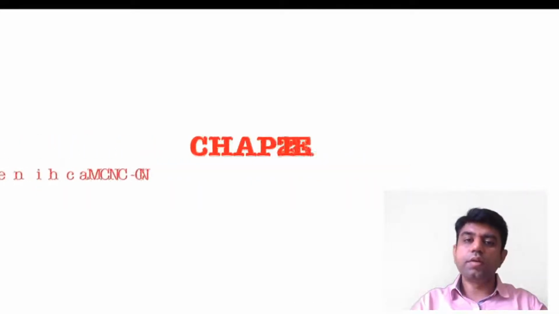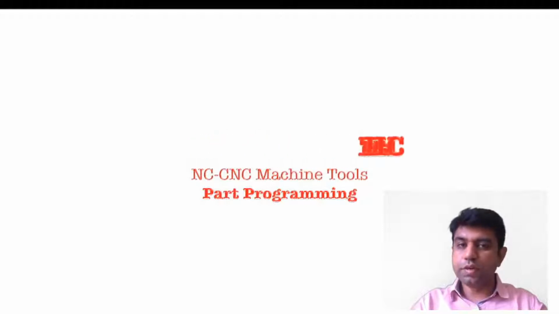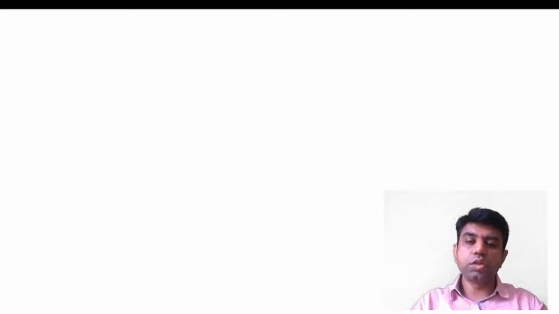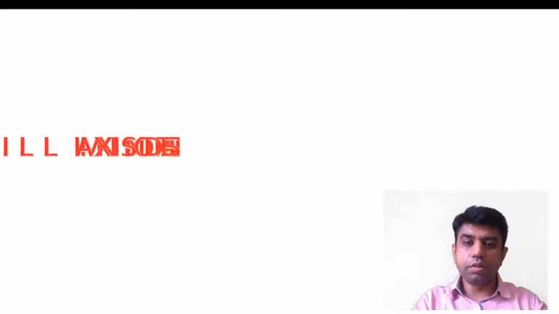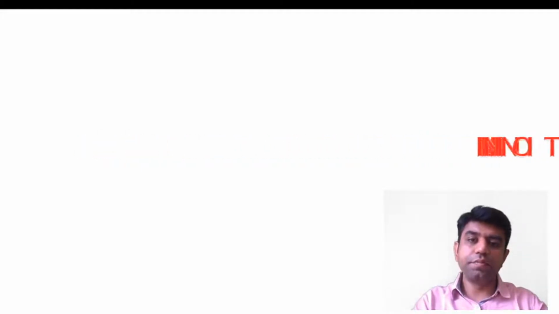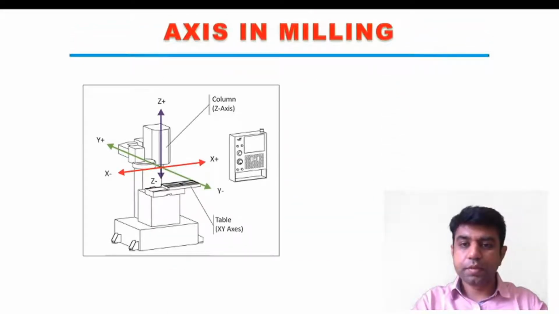We are learning about chapter number 2, that is NC CNC machine tools, in which specifically we are discussing part programming. Up till now we had already discussed the part programming of a lathe machine. In today's lecture we are going to start with the part programming of milling machine. But in order to understand that, we first need to understand the different axis designation of the milling machine. So let's begin with that.